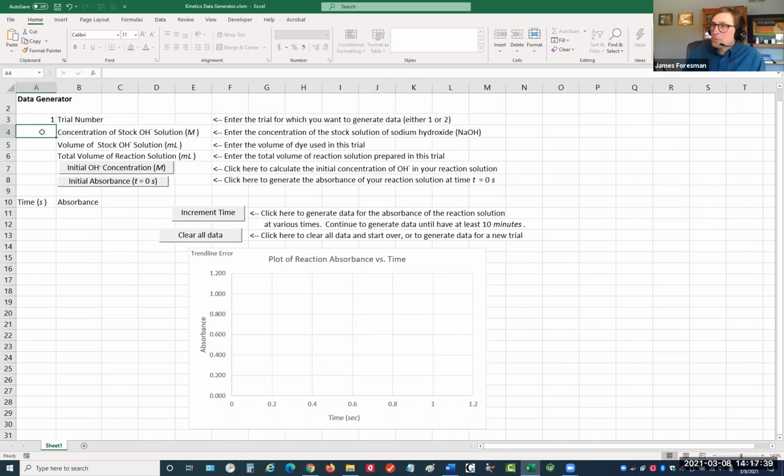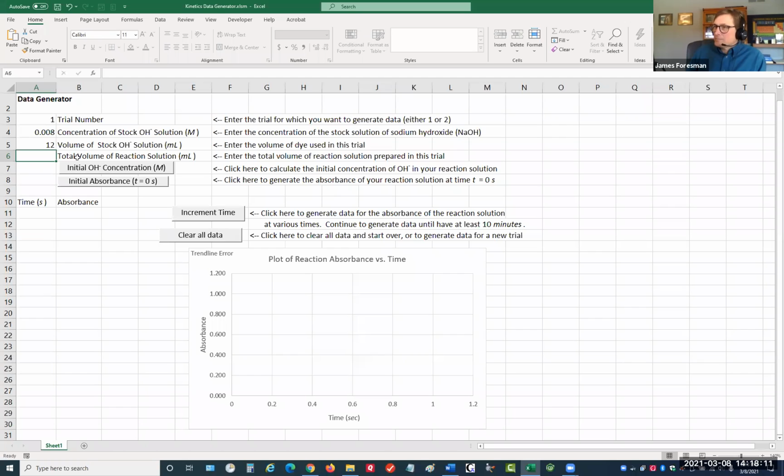From the experimental procedure, you'll put in the concentration of the OH minus, the sodium hydroxide that we're using. And then you'll specify two volumes, how much of the hydroxide you're going to put in. I'm going to just make up some numbers here that aren't the ones that you'll use, so I'm not doing exactly what you're going to be doing. You'll put in the volume of this hydroxide solution and then the total volume.